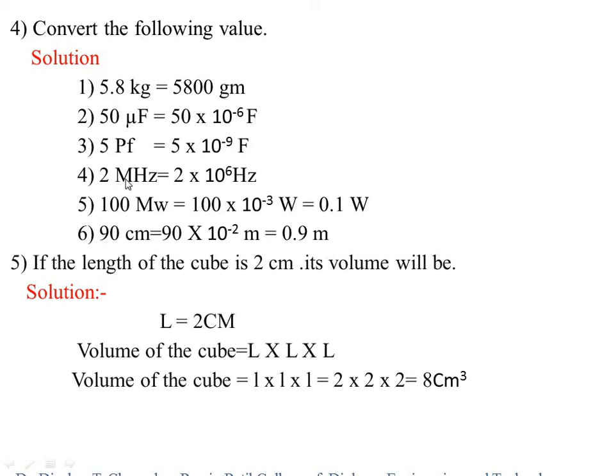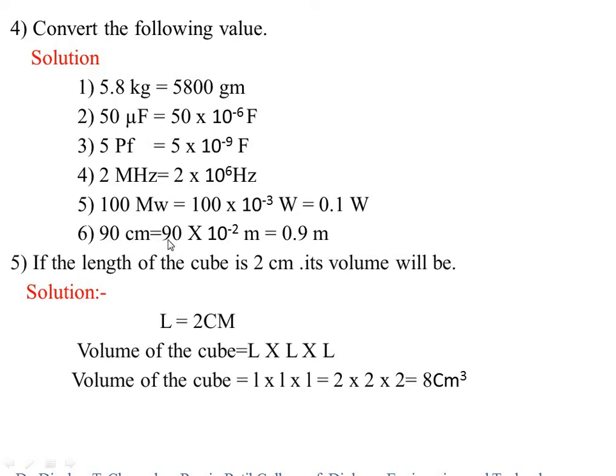Then 2 megahertz, that is 2 into 10 to the power 6 hertz. So hertz is the name of a scientist. So 2 megahertz equal to 2 into 10 to the power 6 hertz. Then 100 milliwatt, that is equal to 100 into 10 to the power minus 3 watt. So 100 into 10 to the power minus 3 means 100 divided by 1000. So we get 0.1 watt.